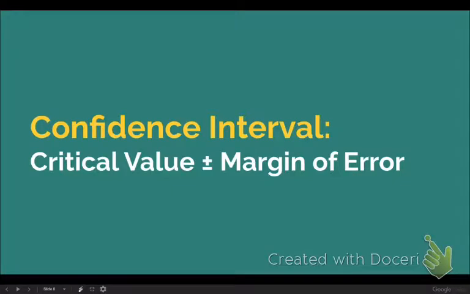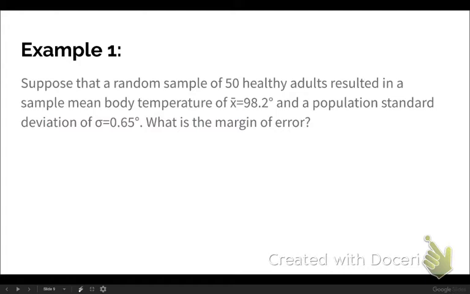To calculate your confidence interval, you're going to take your critical value, which is usually the mean, and add and subtract your margin of error. And again, the way that we're thinking about this value is that we are confident that 95% of the time, the mean would actually be between this number and this number. So let's look at some examples.